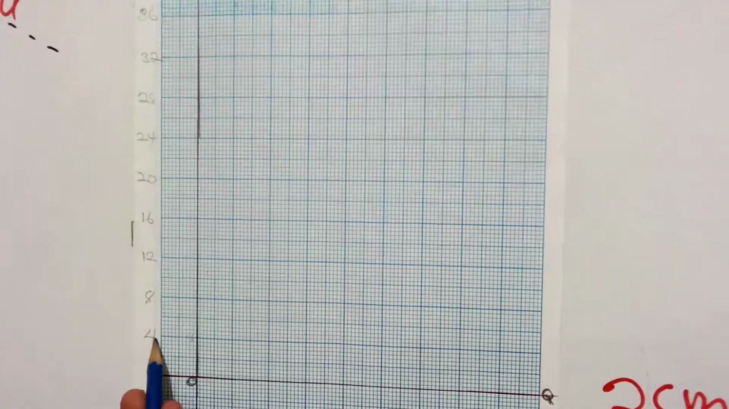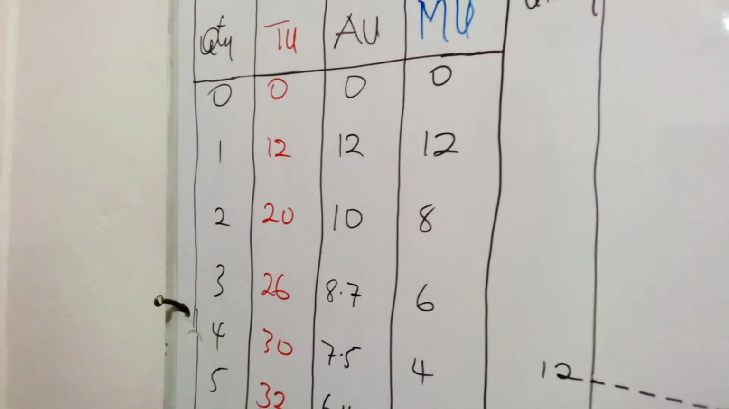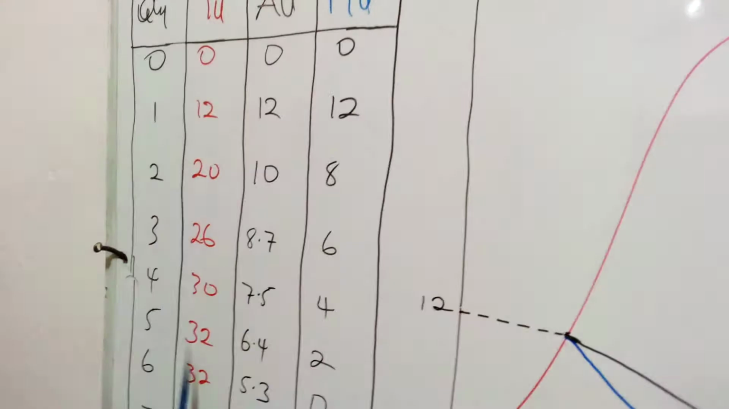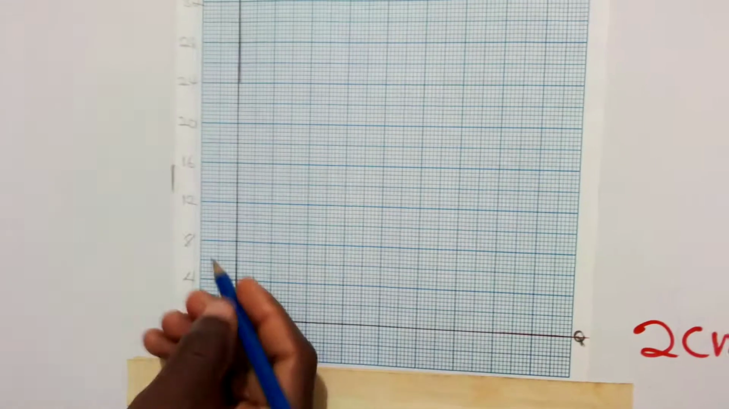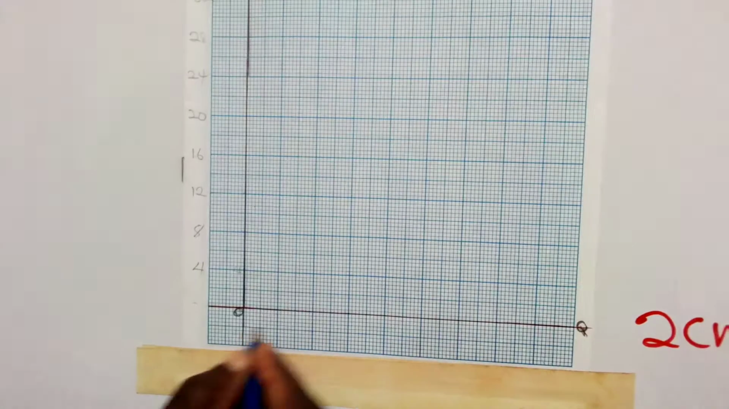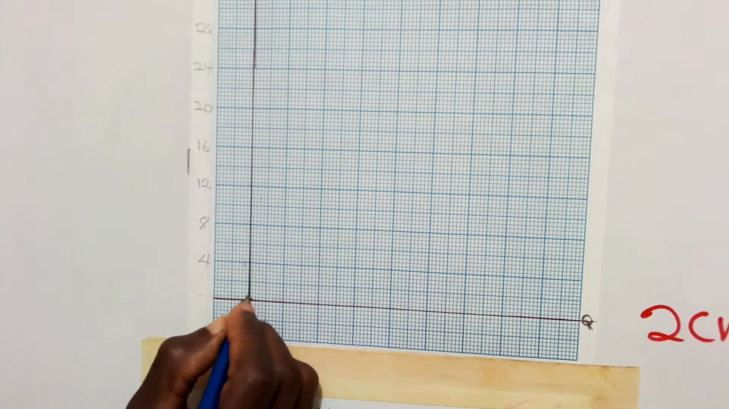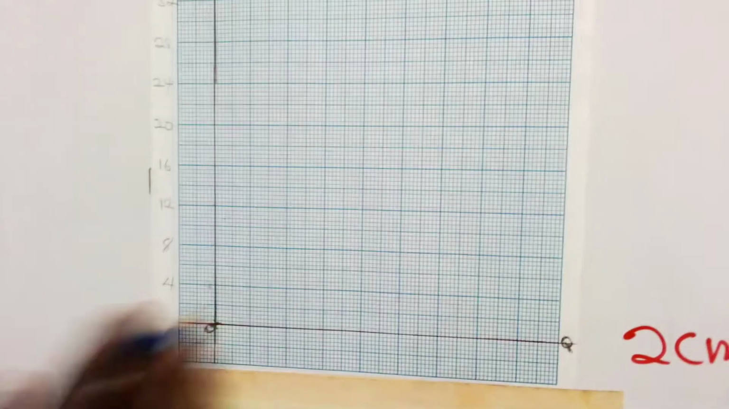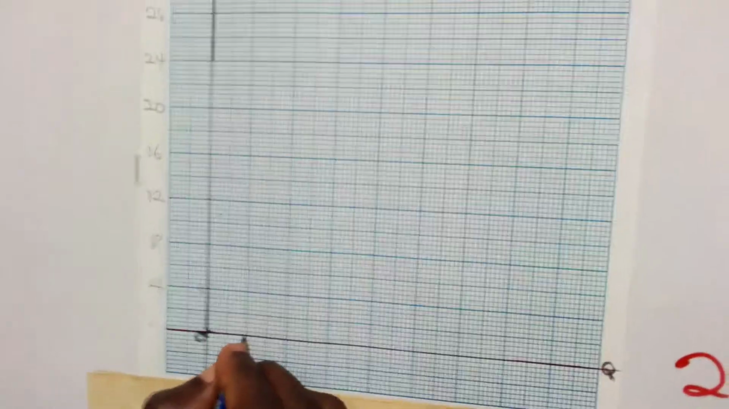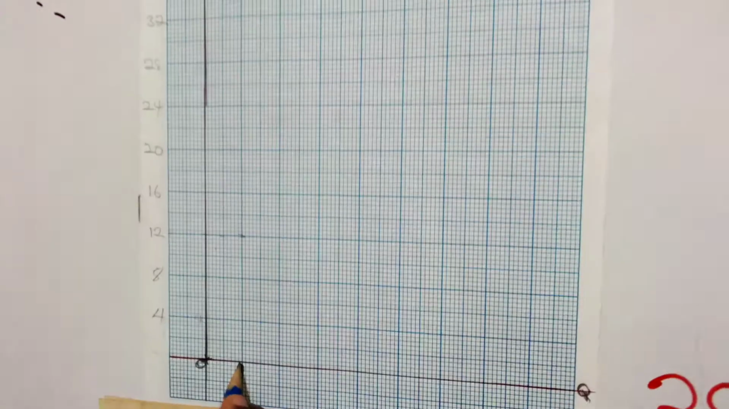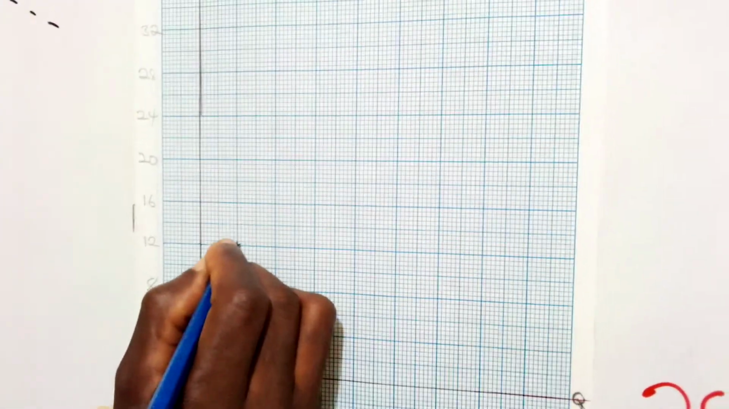The first value from the table, we are going to plot 1 and 12, and we are going to continue in that order. Please kindly follow and get what I'm doing. The first one is 0, sorry, so we plot the 0 here. It starts from this point. Then quantity 1 is 12. So we have 1 here. Then where is our 12? This is our 12, so it meets the 1 here. So we put a small x there.